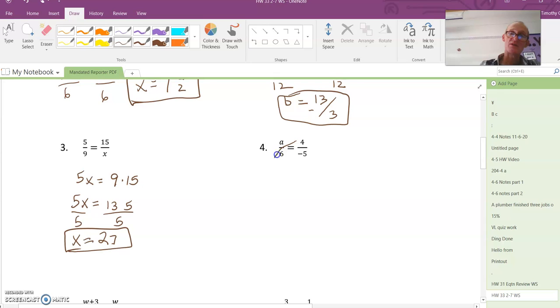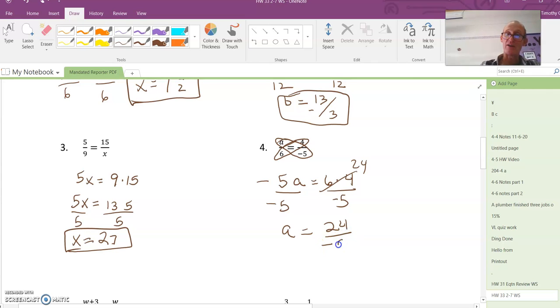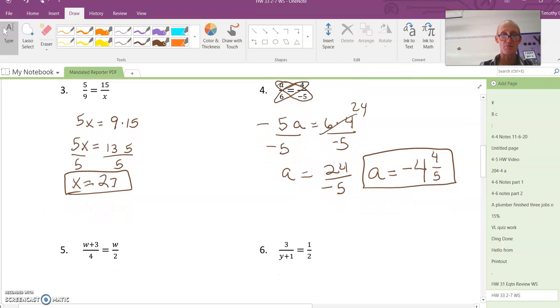All right, the next problem says 6 times 4 is equal to negative 5 times a. So negative 5 times a is equal to 6 times 4. We divide by negative 5, and a is equal to, whoops, this is 24 up here. So a is equal to 24 divided by negative 5, which is really a is equal to negative 4 and 4/5. Now you can leave it as negative 24/5, but negative 4 and 4/5 is better.